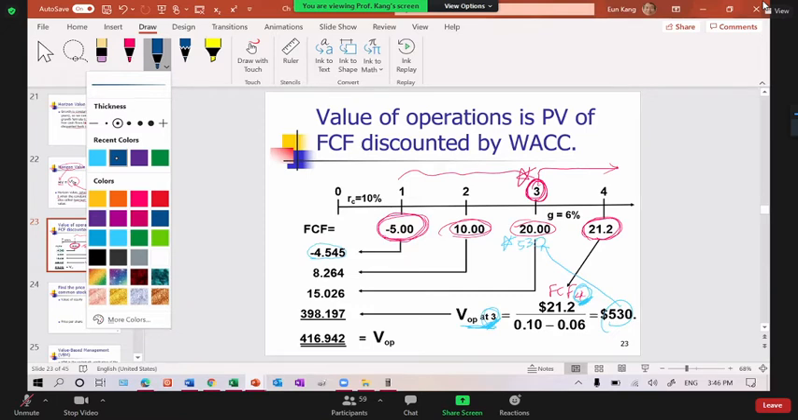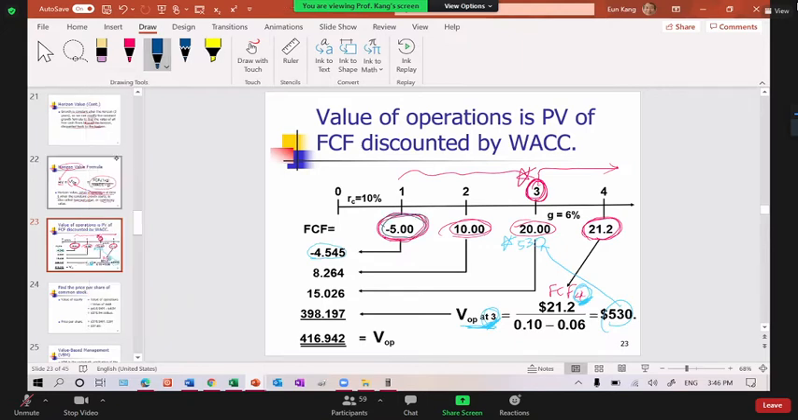Is it -5 over 0.1 minus 0.06? Oh, no, this one doesn't grow. The point is that the free cash flows you forecast are not constant growth. This is a non-constant growth period. So those free cash flows should be discounted one by one, no other way.